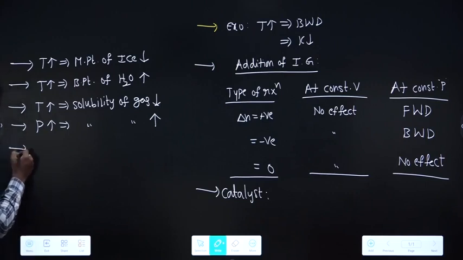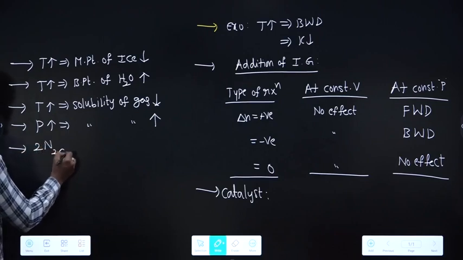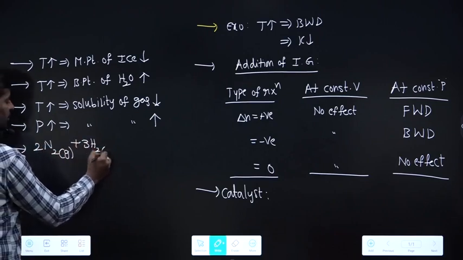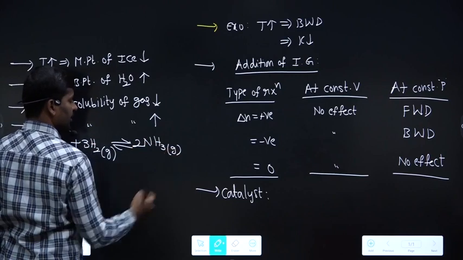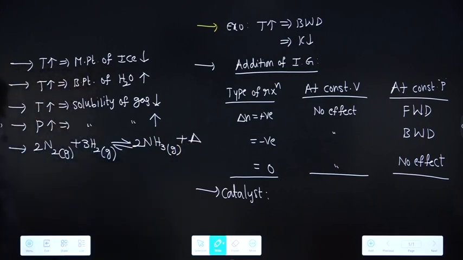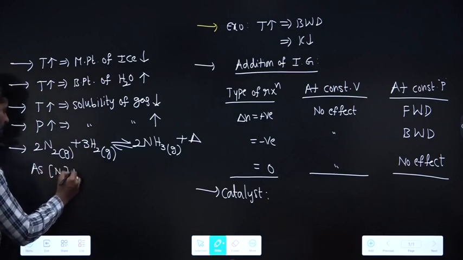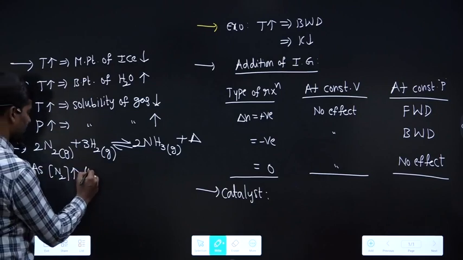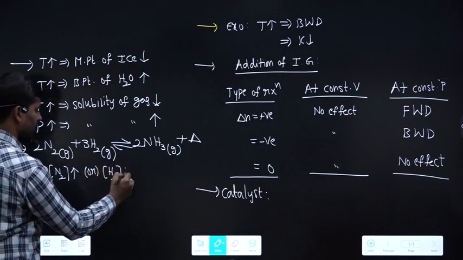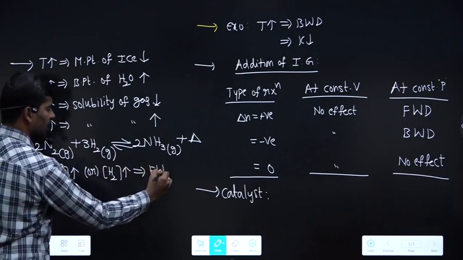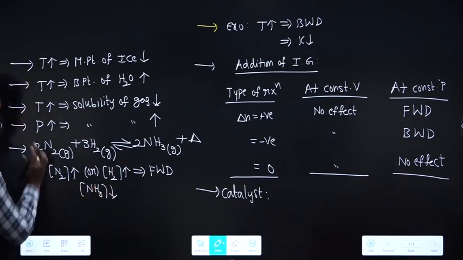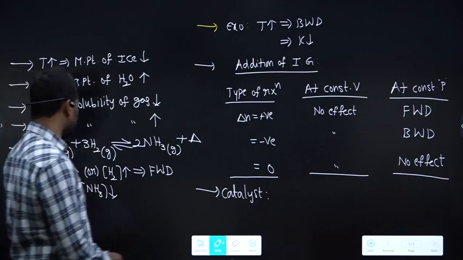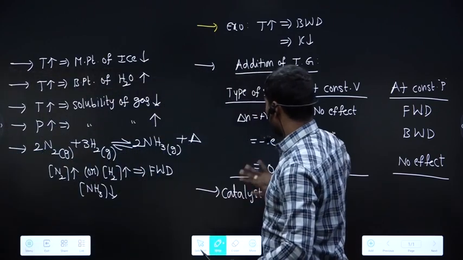Finally, I am giving one example: N2 gas plus 3H2 gas gives 2 moles of ammonia gas plus heat. It is an exothermic reaction. Now tell me what happens if you increase the concentration of N2 or H2. It proceeds in the forward direction. If you decrease the concentration of ammonia, it proceeds in the forward direction.